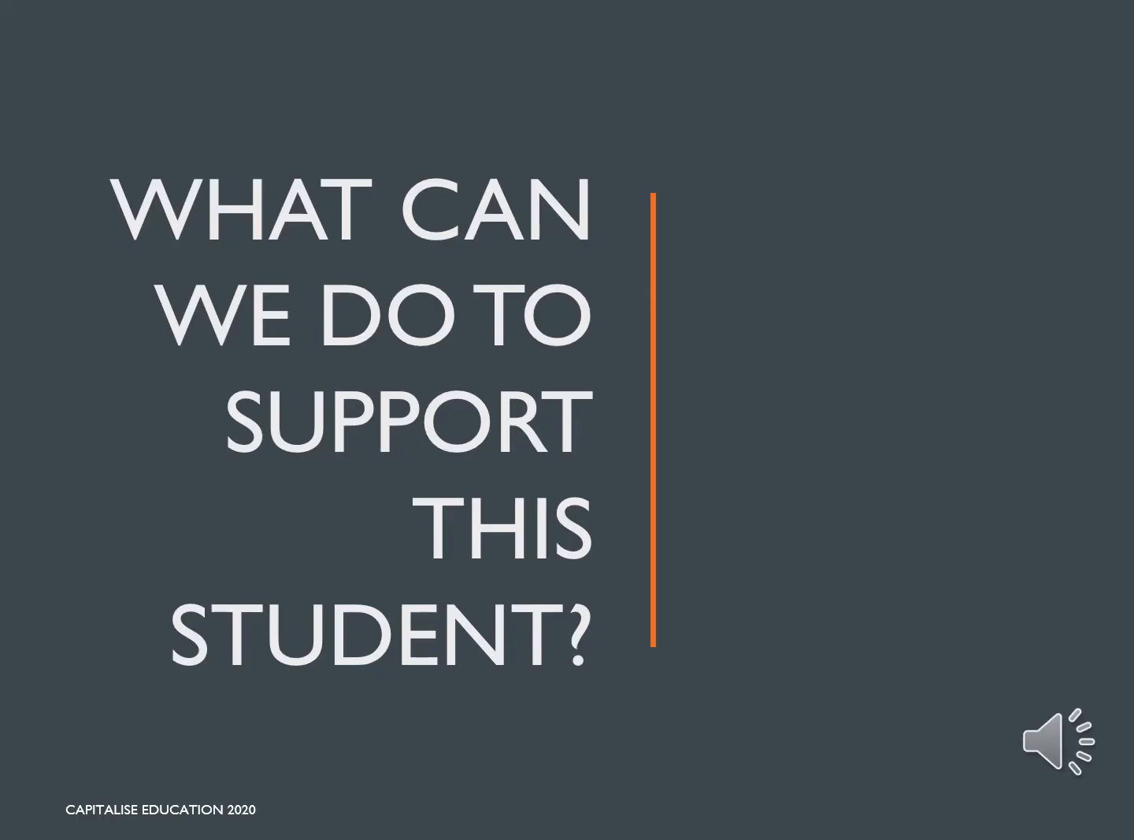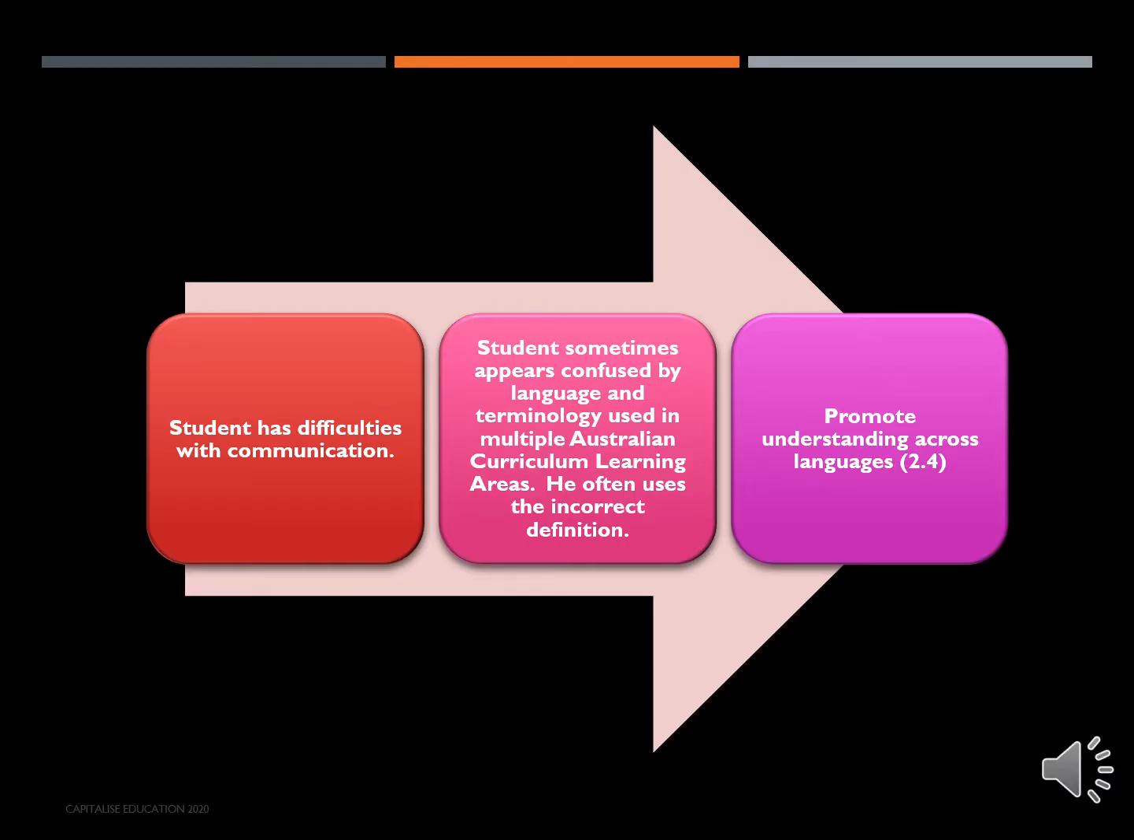So, what can we do to support this student? For our hypothetical student whose characteristic is that he has difficulties with communication, and whose functional impact is that he often appears confused by language and terminology used in multiple curriculum areas, we can have a look at the Universal Design for Learning framework. We can specifically look at checkpoint 2.4, which is promote understanding across languages.